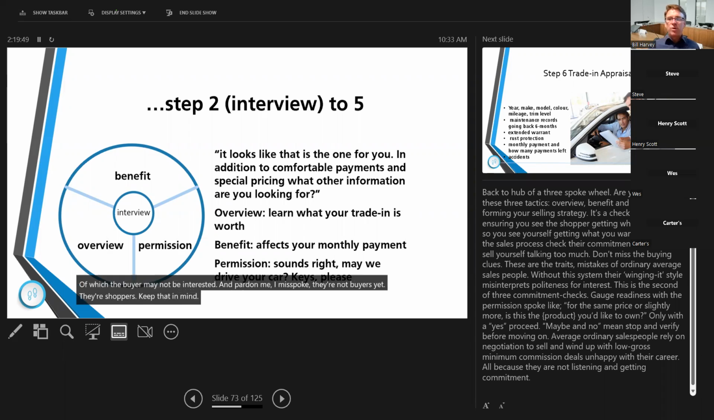This is the second of 3 commitment checks where we gauge readiness with the permission spoke, like, for the same price or slightly more, is this the product that you'd like to own? Grab your pen, write this down. For the same price or slightly more, is this the product you'd like to own? Isn't that golden?